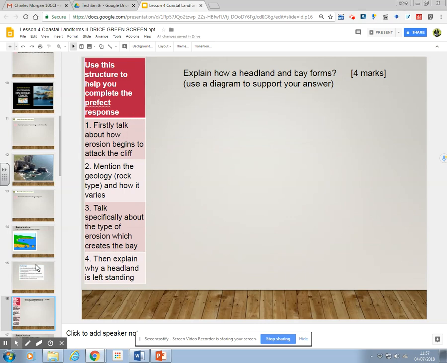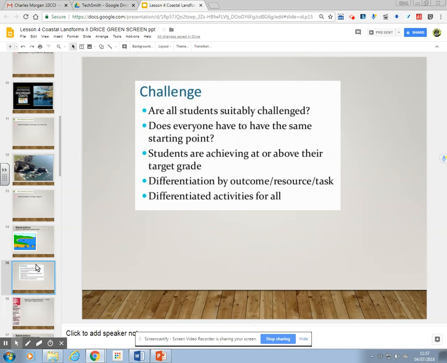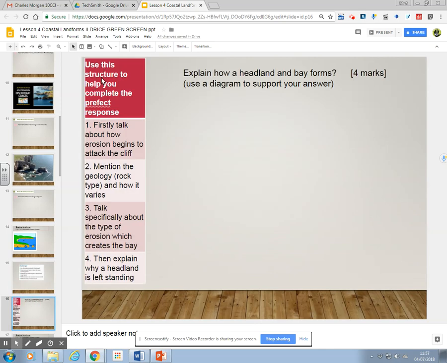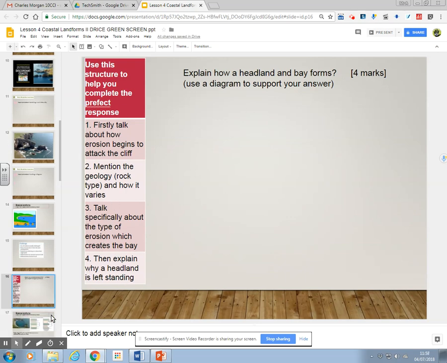I do help them. Part of the challenge is differentiation. So I differentiate this first challenging task in 3 ways. The first thing they would have, that they can stick into the margin of their book, is a little structure to write the perfect response, a little 4-stage structure, 4 there representing the marks.